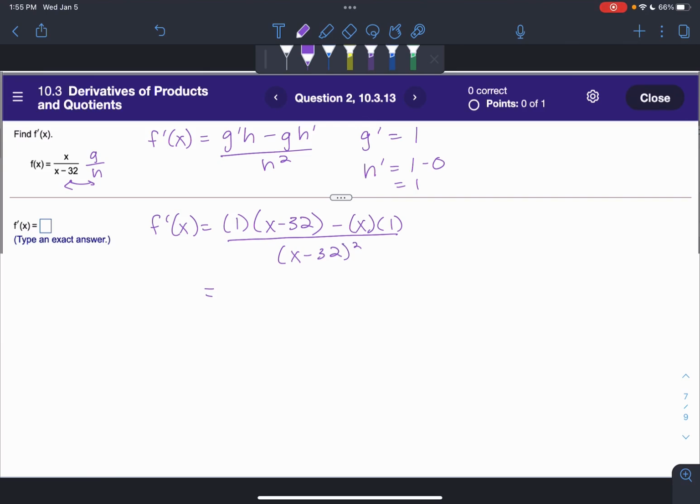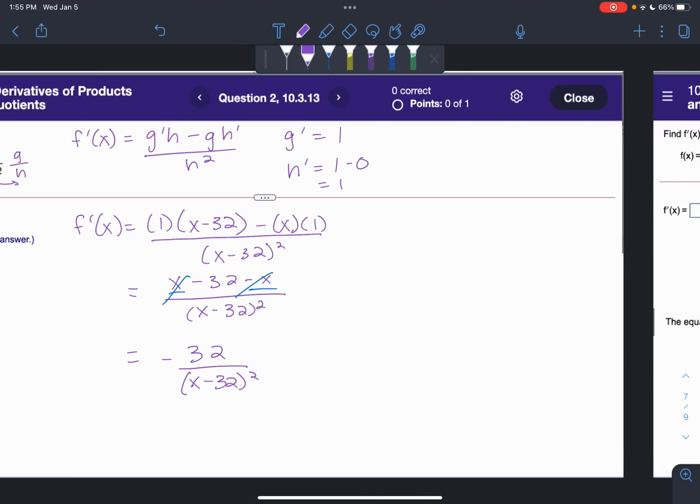All right, so let's just simplify the numerator a little, and you should get something like this. And then I have x minus x, so these kind of go away, and I'm left with negative 32 over x minus 32 squared.